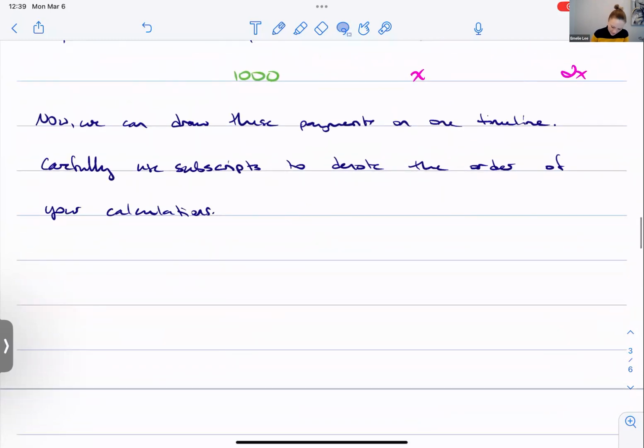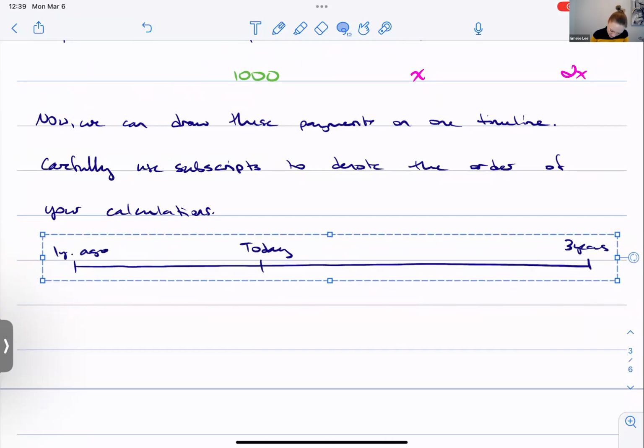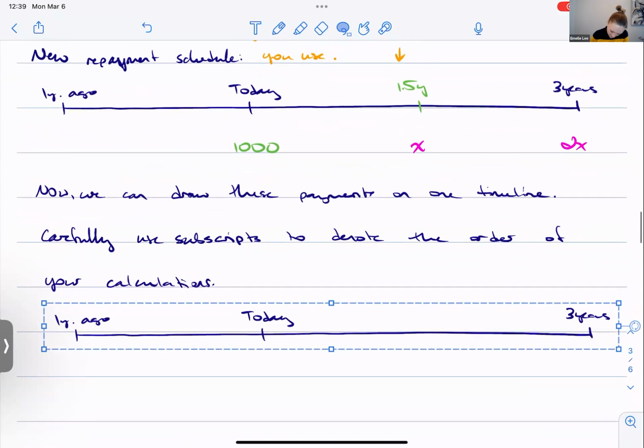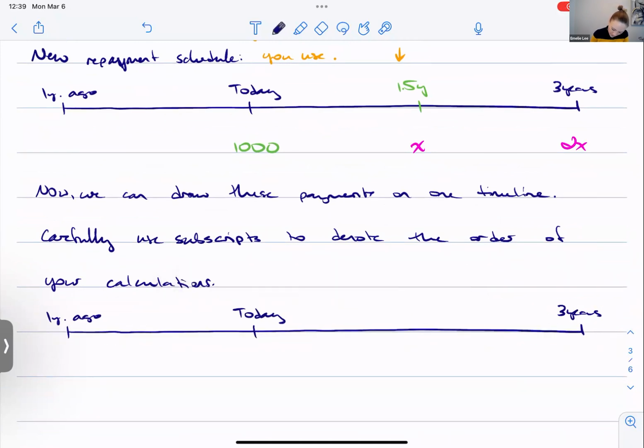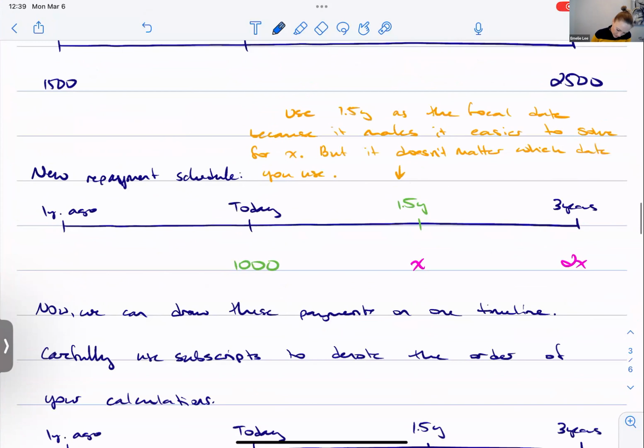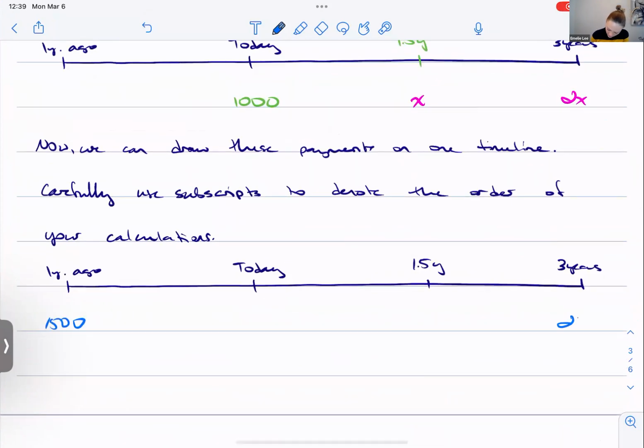Again, I'm going to have this original timeline, and I'm going to add the 1.5 year mark. I'm going to use light blue for the original payments and green for the new payments. So I owed 1,500 and 2,500. And then I'm going to pay $1,000 today, X, and 2X.